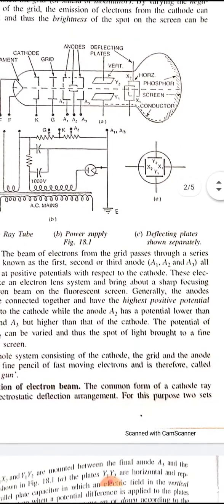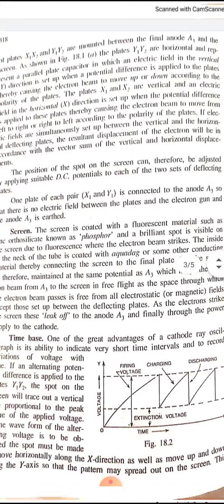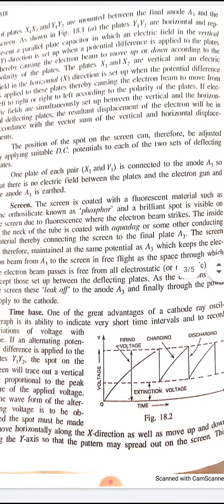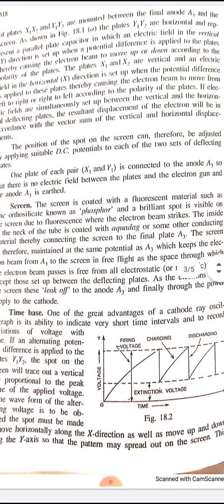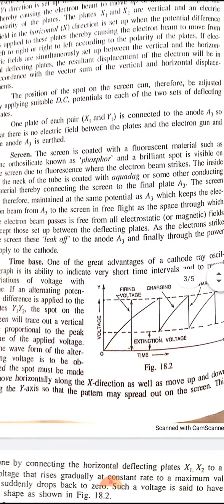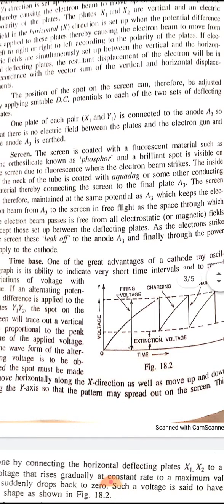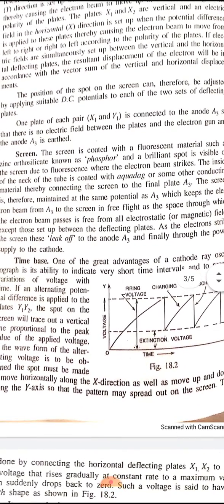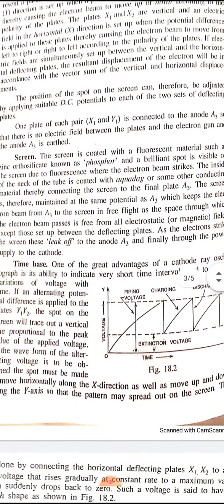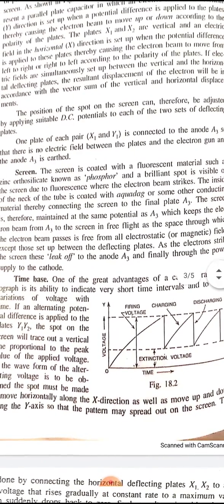One of the great advantages of the CR oscillograph is its ability to indicate very short time intervals and to record variation of the voltage with time. If an alternating potential difference is applied to the plates Y1, Y2, the spot on the screen will trace out a vertical line proportional to the peak value of the applied voltage.